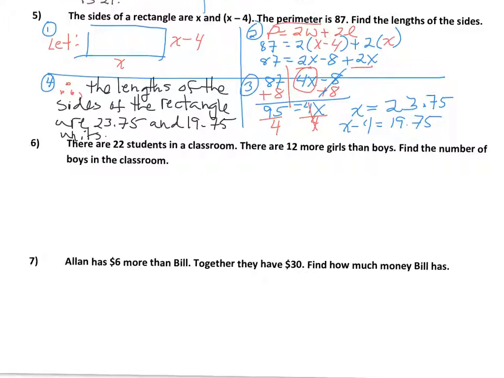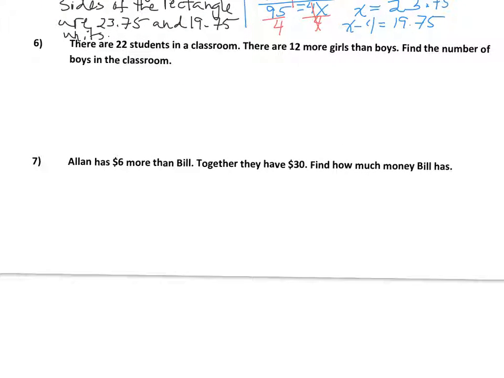Number 6. So for number 6, it says there are 22 students in a classroom. There are 12 more girls than boys. Find the number of boys in the classroom.